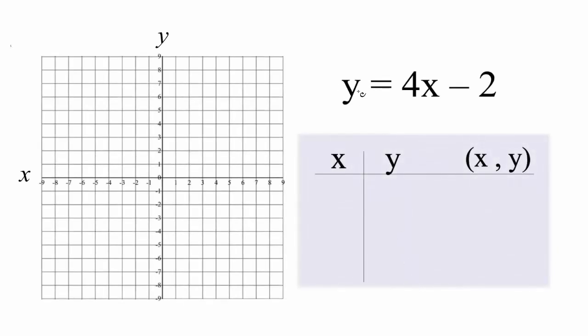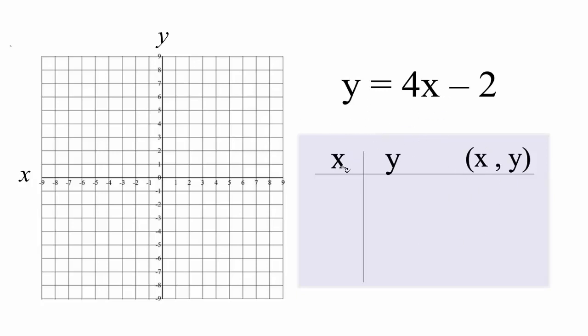Let's graph the linear equation y equals 4x minus 2. There are two ways we can do this. One is we can figure out some values for x and y and then plot them on the graph here. The other way is we can use the slope-intercept formula. So let's plot some points and then later check our work with the slope-intercept formula.